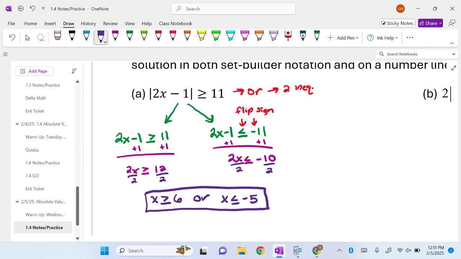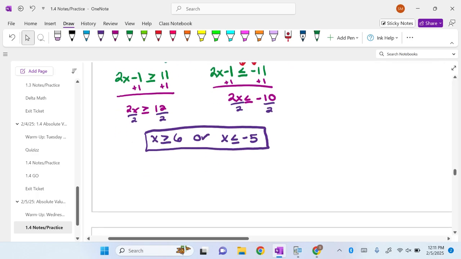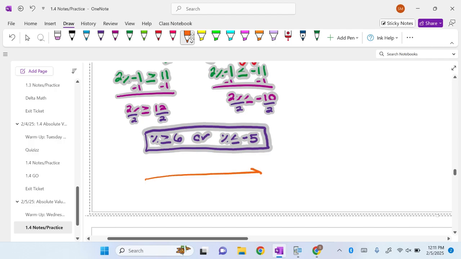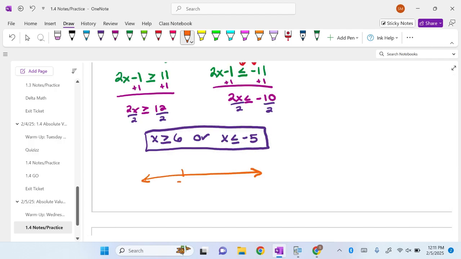Now, I also want to graph this on a number line. So I'm just going to draw a number line, and I'm going to have negative 5 here and 6 here. What type of circles would I have on both of those solutions? I know I'm going to have circles on top of them. Are they going to be open or closed? They're closed. Why? Yeah, because of the equal to underneath it. So both of these are closed circles.